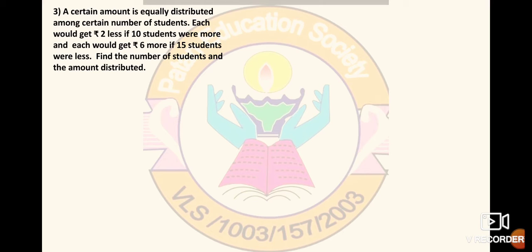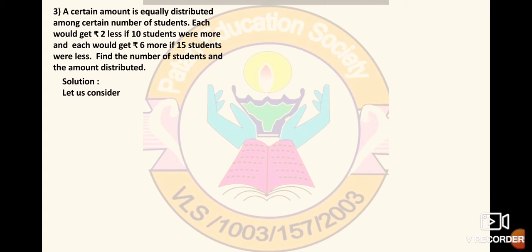This is the part of common sense that is to be understood. If students are less, the amount will be more for each student, and if students are more, then the amount will be less for each student, vice versa. In this way, the example is there. Let us see the solution.